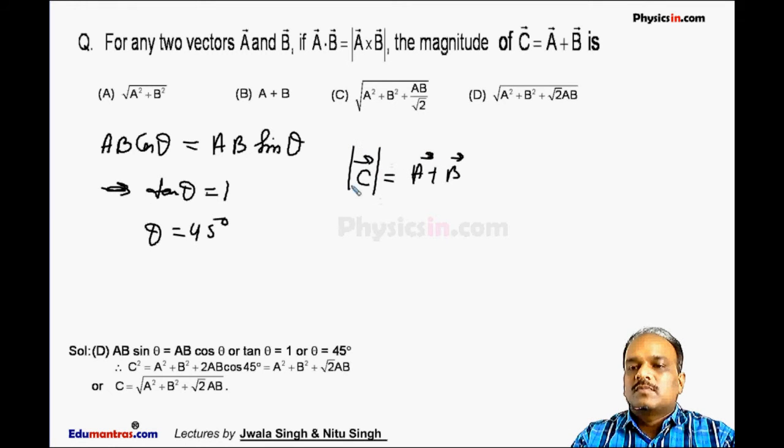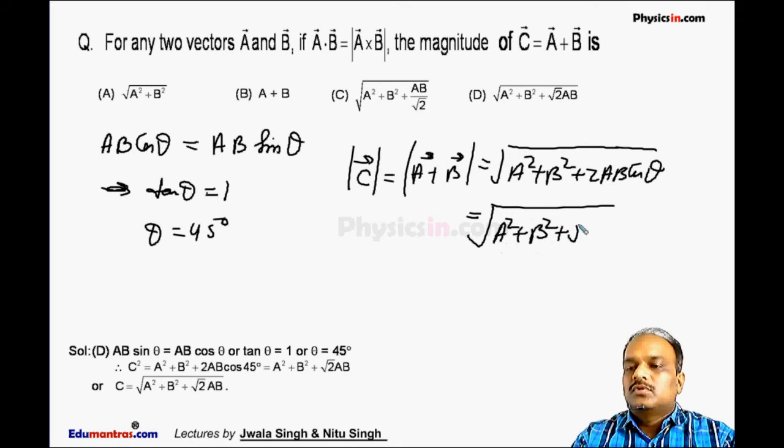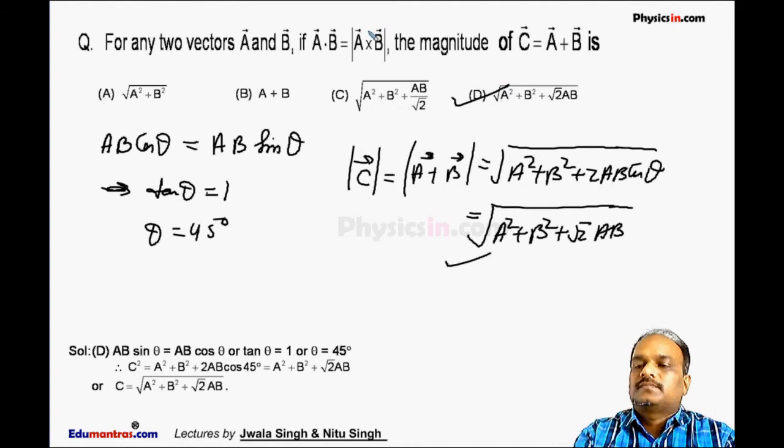So mod of C is mod of A plus B, which is equal to root over A square plus B square plus twice AB cos theta. Now we know theta is 45 degrees, so cos 45 is 1 by root 2. So it comes out to be root over A square plus B square plus root 2 AB. That's all. This is the answer.